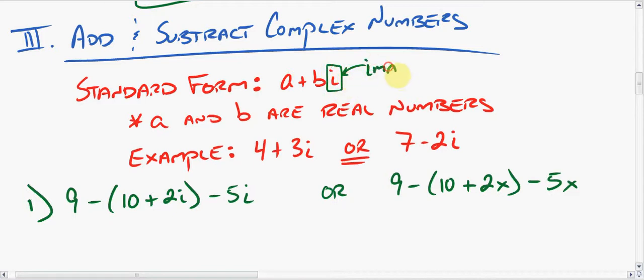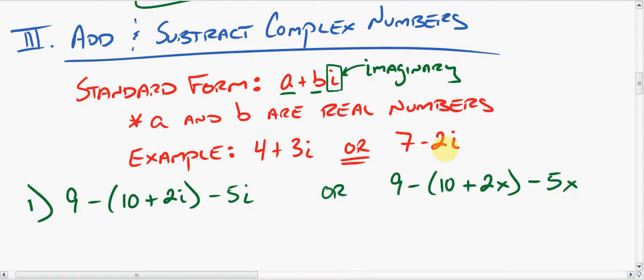i stands for imaginary, and a and b represent real numbers, so they can be any number. So we've got a couple examples for you. Examples of complex numbers are 4 plus 3i, where 4 is a real number, 3 is a real number, and i is the imaginary aspect, or 7 minus 2i. Both of these are in standard form.